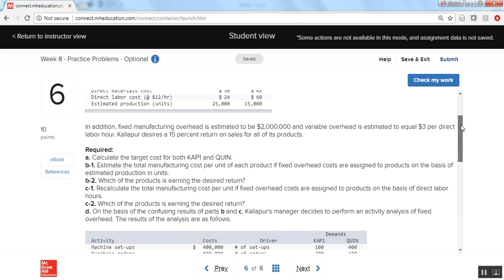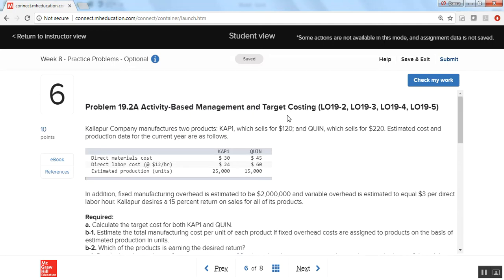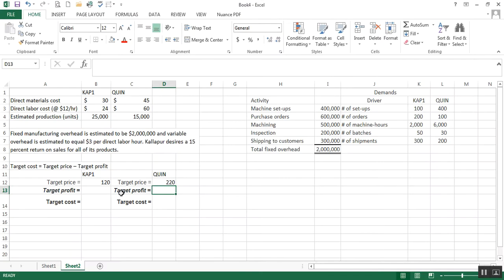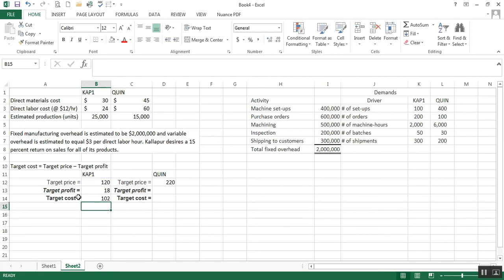This is where I'm getting that information. We know that our target profit is a 15% return. So it's going to be 15% times my price. So equals 15% times my price. And therefore my price minus my profit gives me my target cost of $102 in this case.